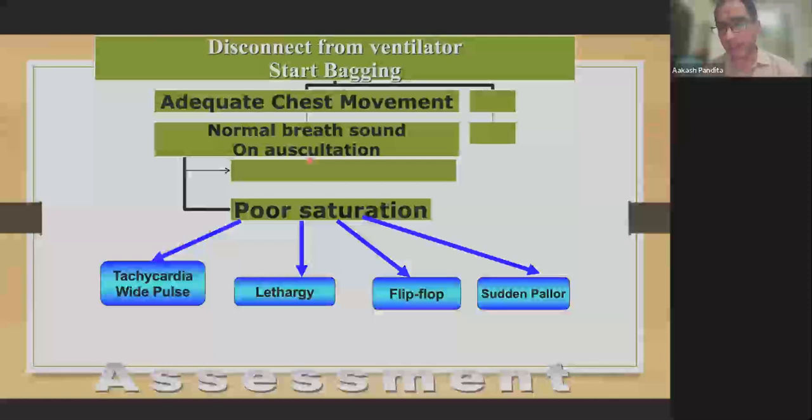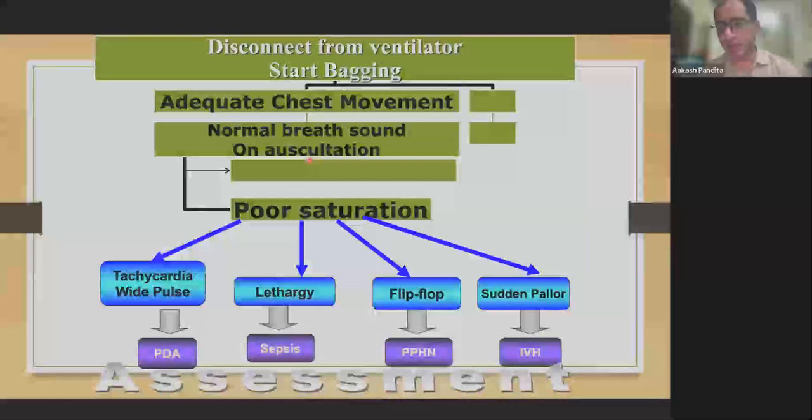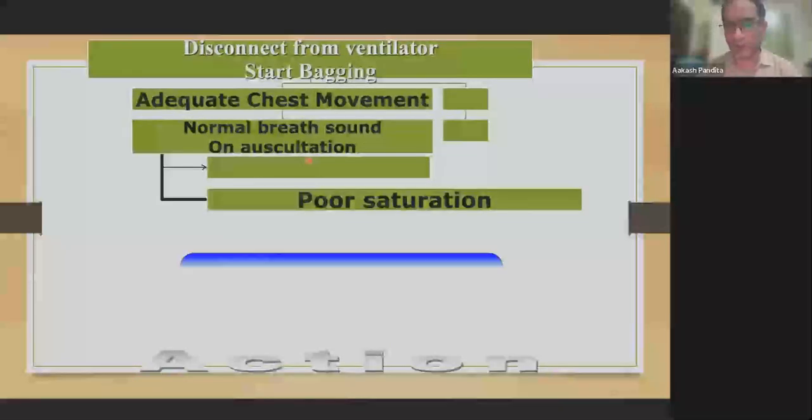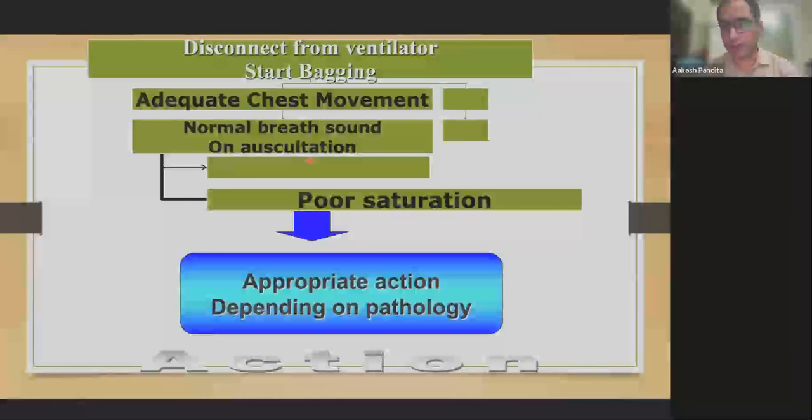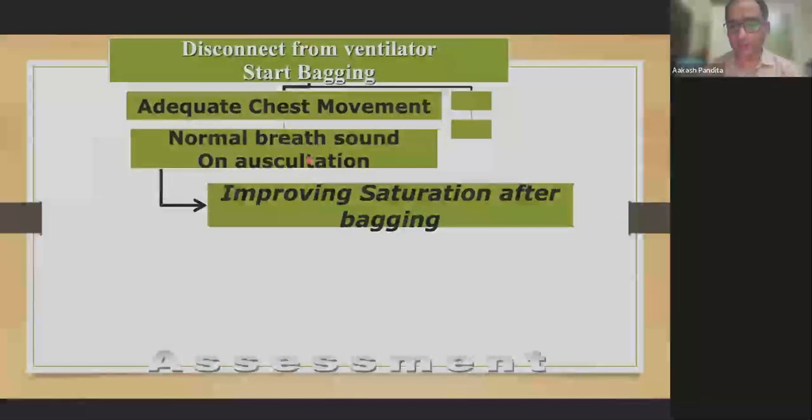Or sometimes in a preterm baby, if the baby was doing fine but suddenly develops pallor, suddenly develops tonic seizure, and the AF is full, then these are the pointers towards IVH. Based on the cause, we can do the appropriate management and stabilize the baby.